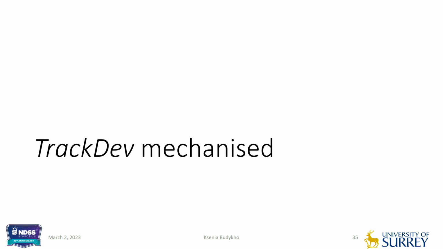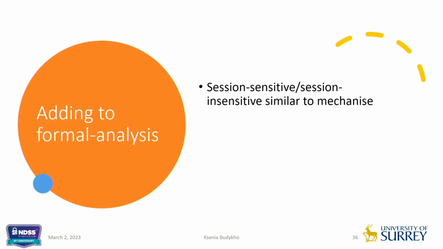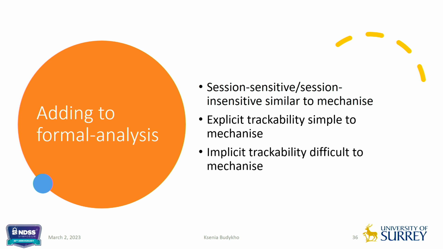So how do we mechanize it? We show that encoding in Tamarin either session-sensitive or session-insensitive trackability makes no difference to the mechanization efforts. We show that, in fact, specifically for explicit trackability, it is very simple to mechanize for protocols that have the identification functionality, but it is implicit trackability that requires more effort from the person encoding the lemmas to mechanize, because they would result in a very protocol-specific lemma.